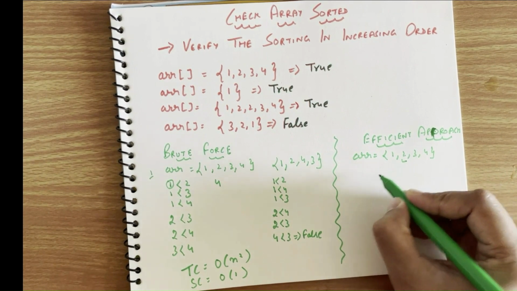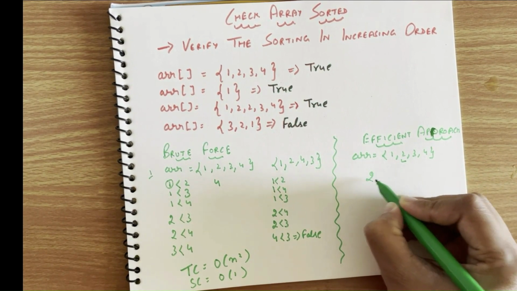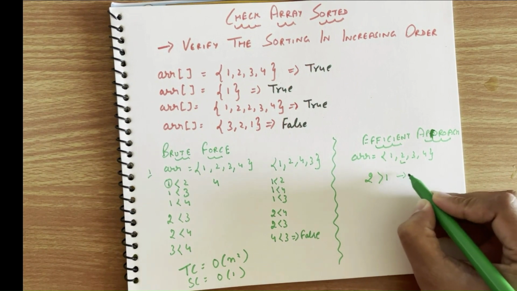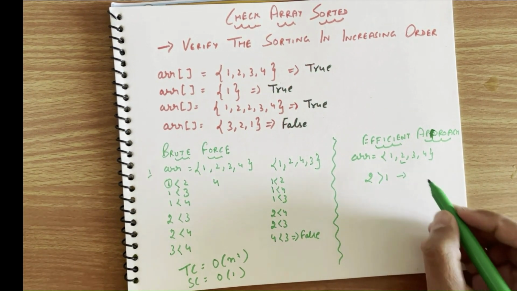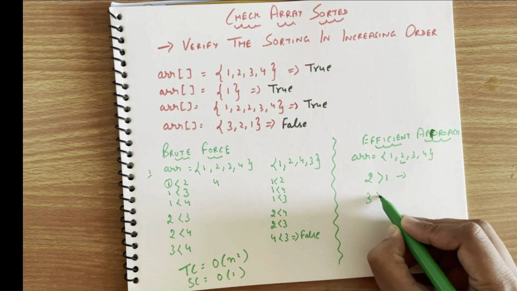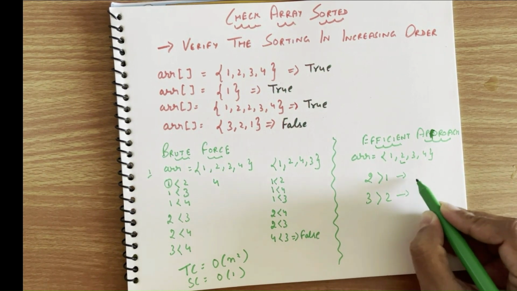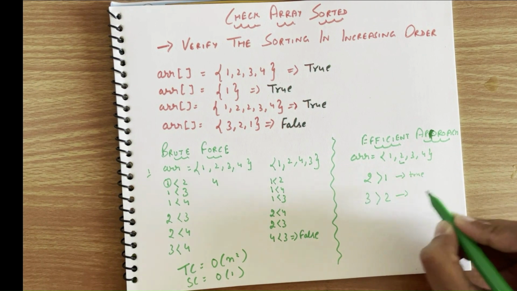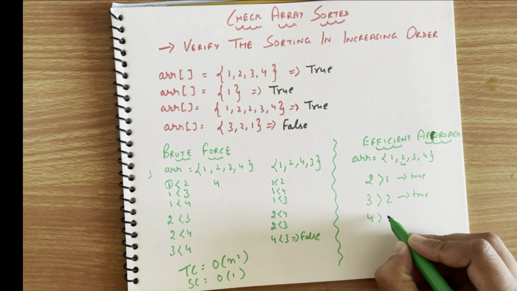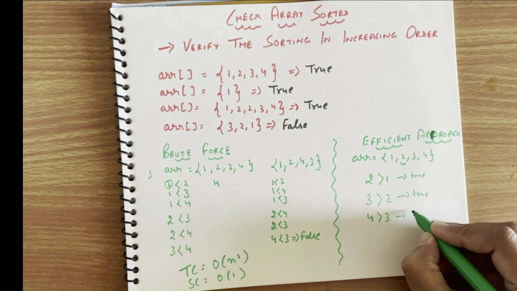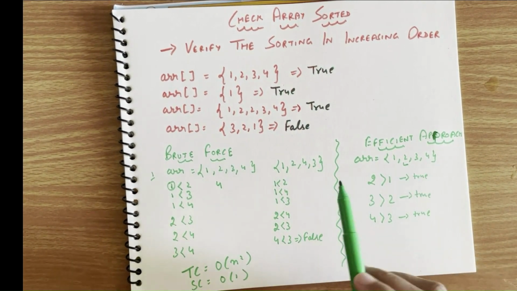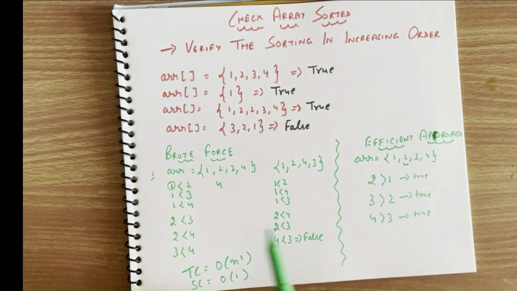2 is compared with its previous array element. 2 is greater than 1, which is expected behavior, so this will move on to the next iteration, where 3 is compared with 2, which is again true, expected behavior. Then in the next iteration 4 is compared with 3, that is again true. So our motive here is to perform the comparison in a single loop instead of two loops.